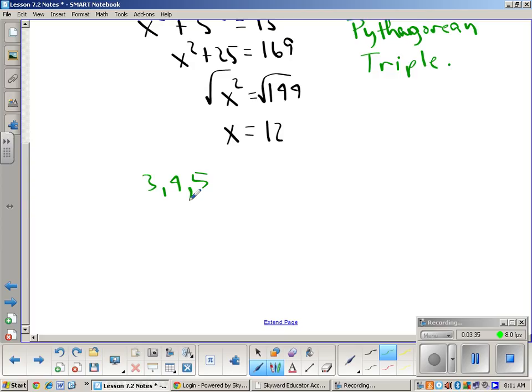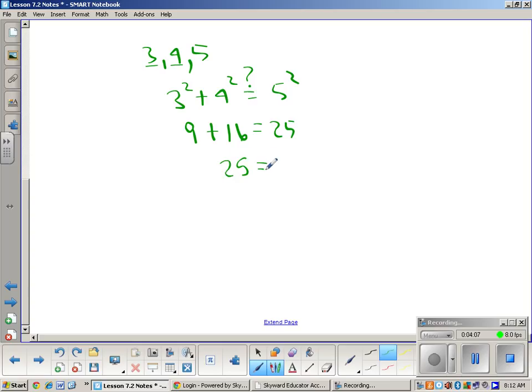The way you test it is you put it into the Pythagorean theorem. So the two legs have to be the two shorter sides. The hypotenuse has to be the longest side. So 3 squared plus 4 squared equals 5 squared. And we're really asking the question, is that true? Okay? 3 squared is 9. 4 squared is 16. 5 squared is 25. What's 9 plus 16? 25. So 25 is equal to 25. And so the answer is yes. 3, 4, 5 is a Pythagorean triple. Well, we already knew that. I already told you that to begin with, right?